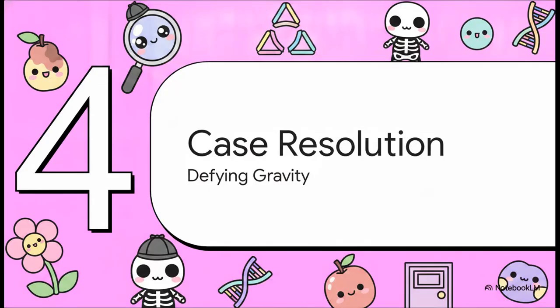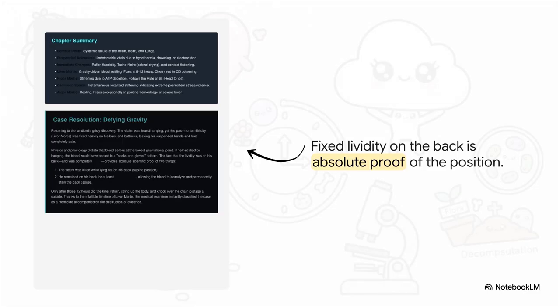Section 4. Case Resolution. The Defying Gravity Mystery. All right, which brings us right back to our locked room mystery. Armed with the science of the golden triad we just learned, we can see exactly what really happened in that apartment. Physics and physiology dictate that in a true hanging, blood has to pool in the hands and feet. But our victim's hands and feet were entirely pale. Instead, heavy purple lividity was completely localized on his back. And most importantly, that lividity on his back was completely fixed.